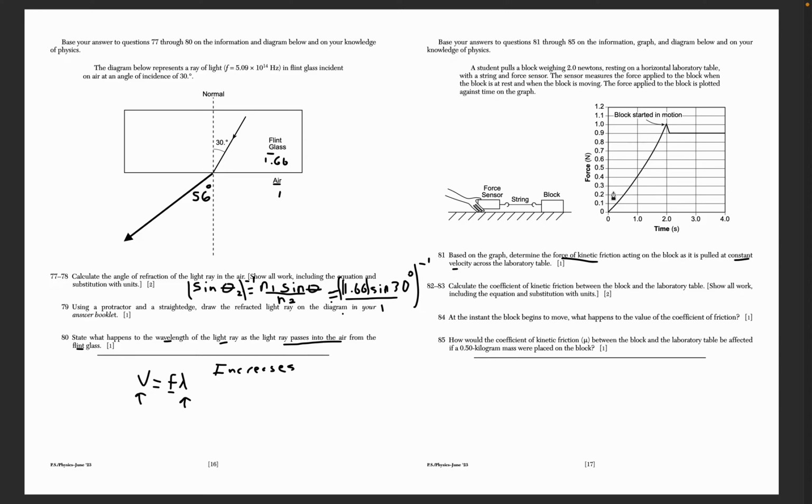Okay. Right now the force is increasing to start it in motion, so it's static friction, and then once it starts in motion, the kinetic will stay the same right here. So this is the kinetic friction, the one that's staying constant. So it's 0.9 newtons. That's it. Okay, calculate the coefficient of kinetic friction between the block and the table.